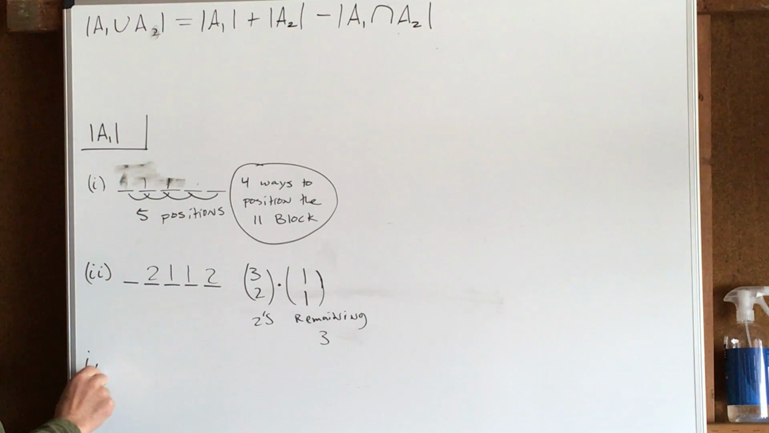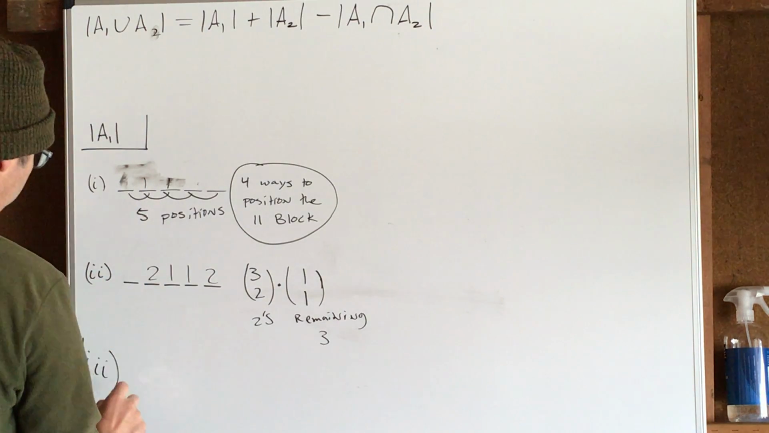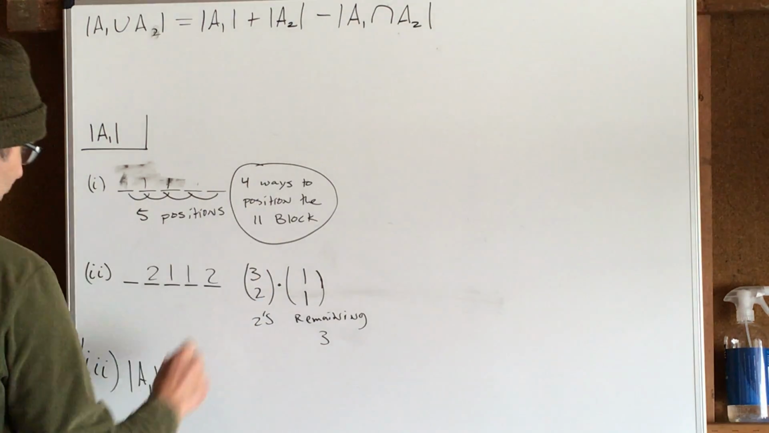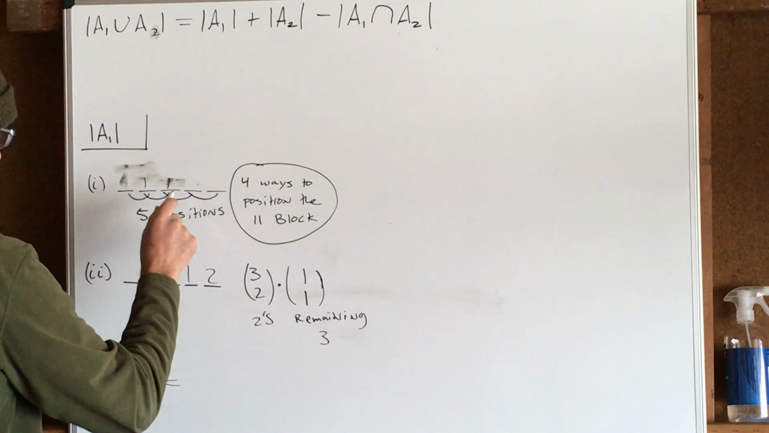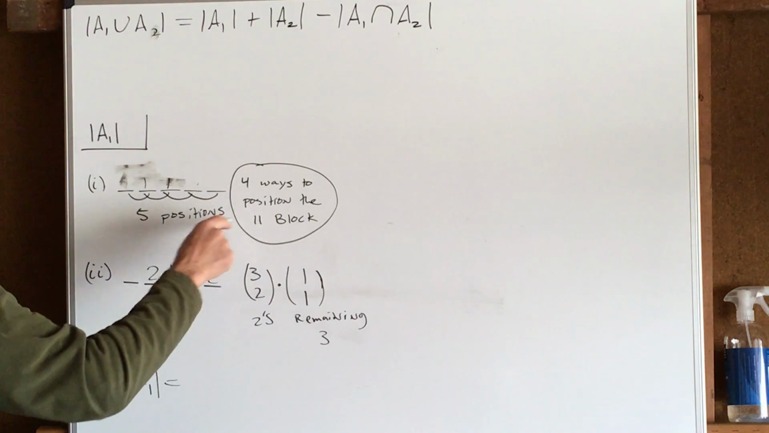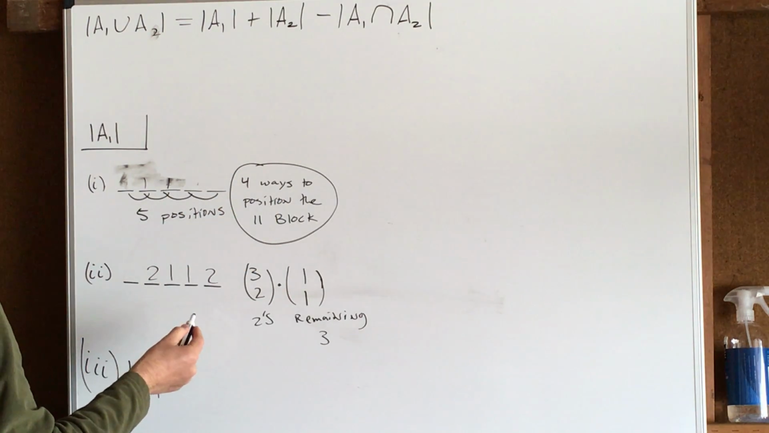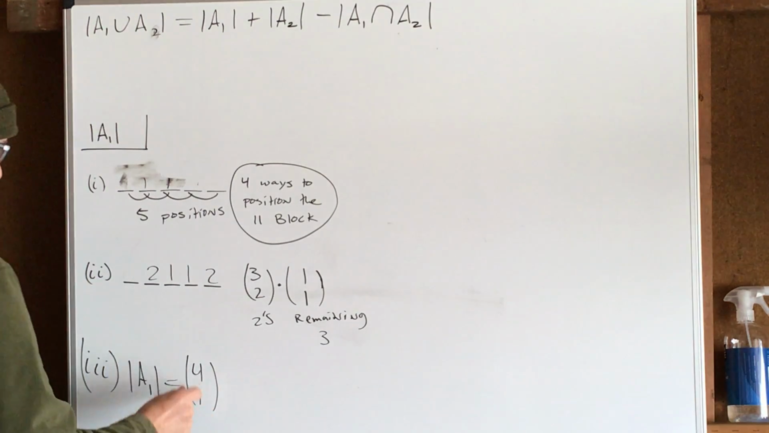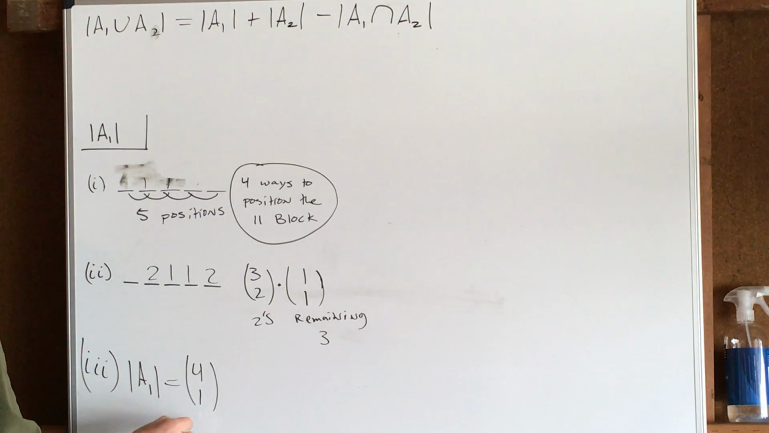All right, so the answer for this one, for the cardinality of A1, is you have 4 ways to position the 1, 1 block. So you have 4 choose 1. That's where to put the 1, 1.